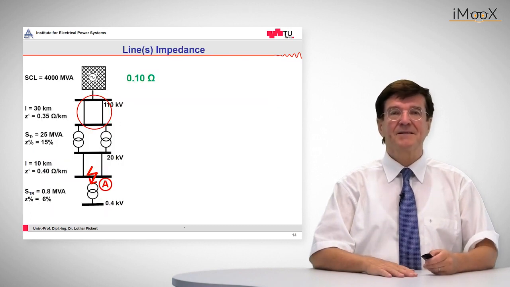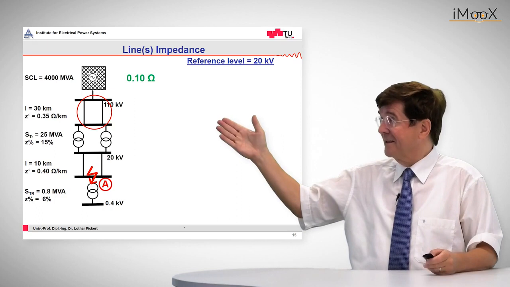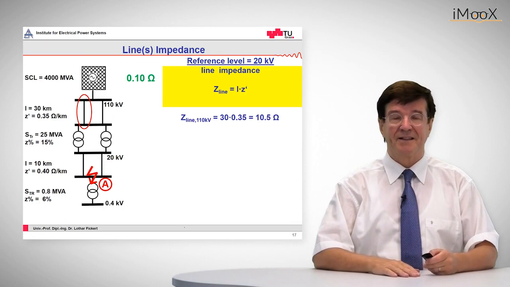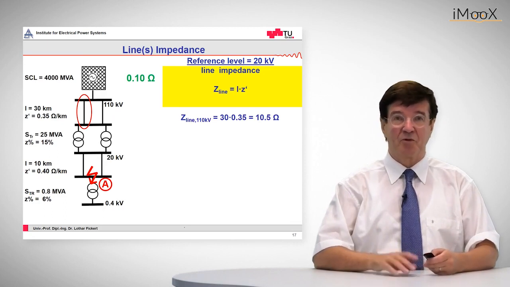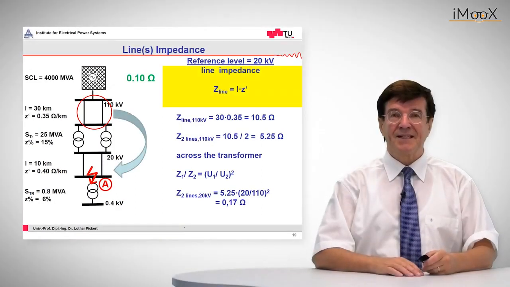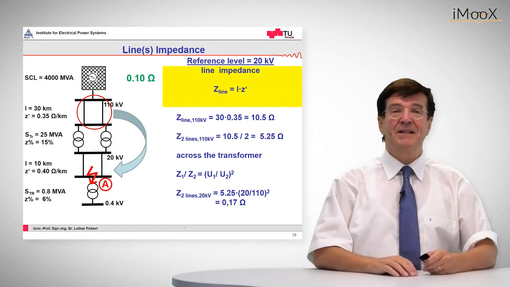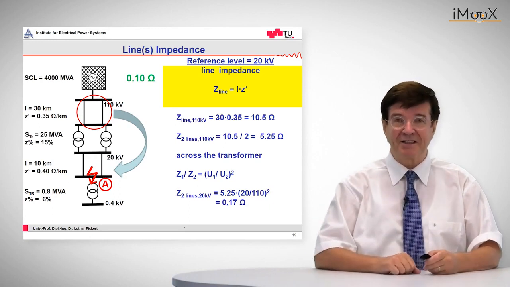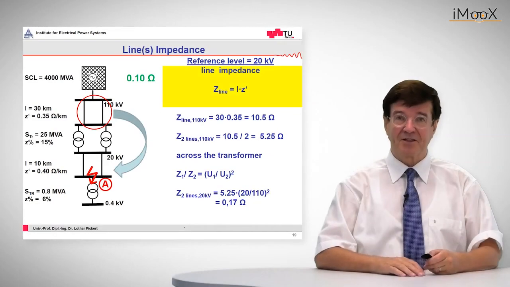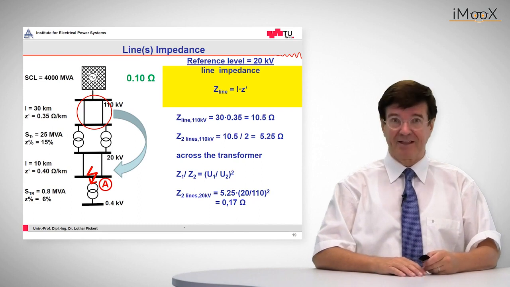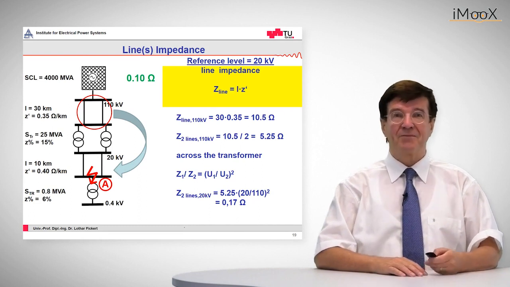The line impedances, as we can see here to our right side, are given by the specific line impedance multiplied by the length. And in this case it is 10.5 ohms for one line and half of that for two lines in parallel. So this is the real impedance for these 110 kV lines, but they must be transferred to the 20 kV side of the transformer, and that is done by the square of the voltage ratio. So on the 20 kV side, these 110 kV lines have an apparent impedance of 0.17 ohms.